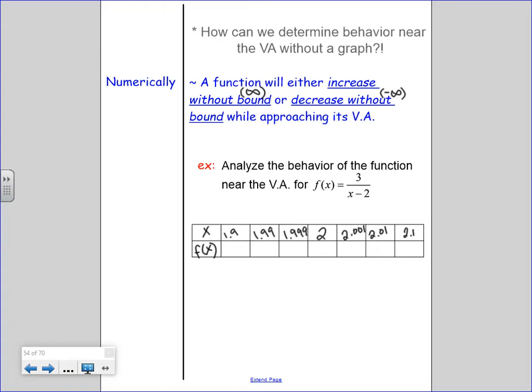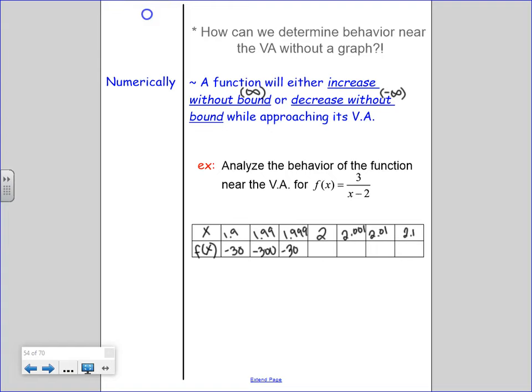Someone get me 1.9. Corey, you have it? What do you got? It's a negative, and it's a weird big number. Negative 30. Someone get me 1.99. Negative 300. What? It's decreasing. Hey, that's a clue. Next one.